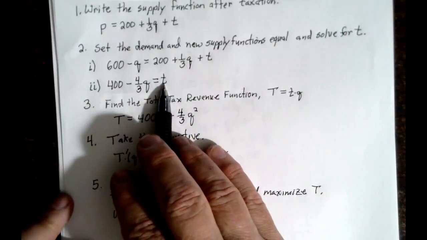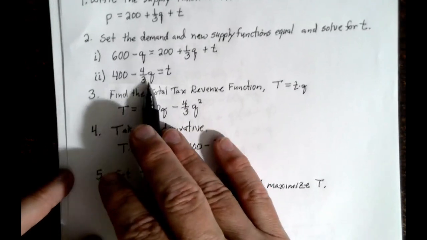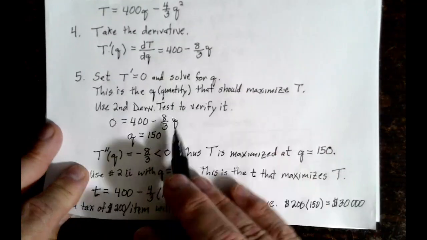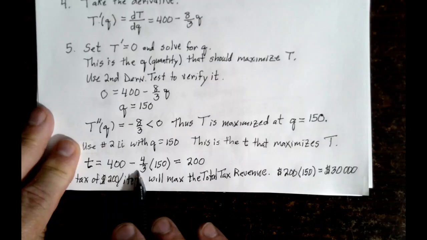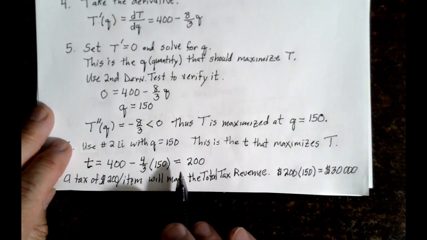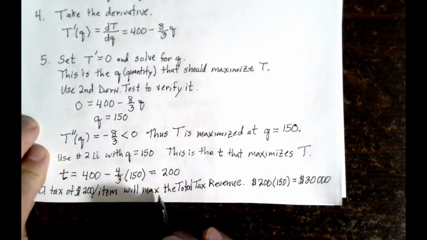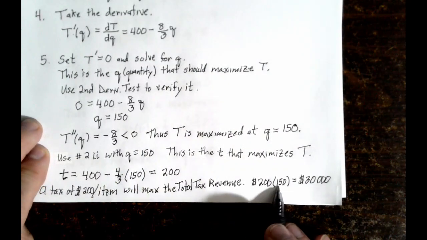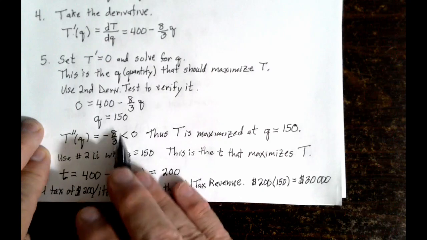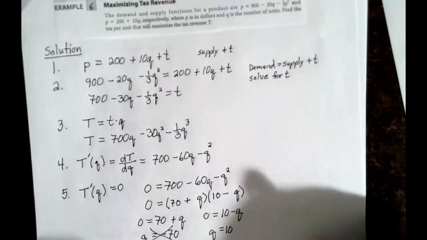So now if you want to find the tax that will maximize your revenue, you go back to where you solved for T in step 2, part 2. 400 minus 4/3 Q equals T, where Q is 150. So 400 minus 4/3 times 150. That tells you your tax per item is $200. And to find the total tax revenue, it's just simply the tax per item times the number of items. So $200 times 150 items, that gives you $30,000 in tax.